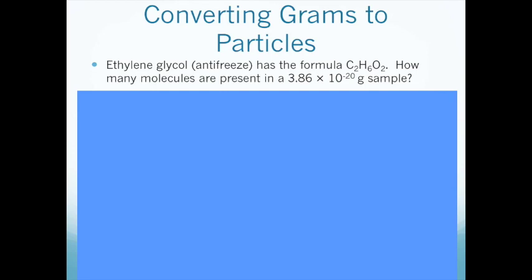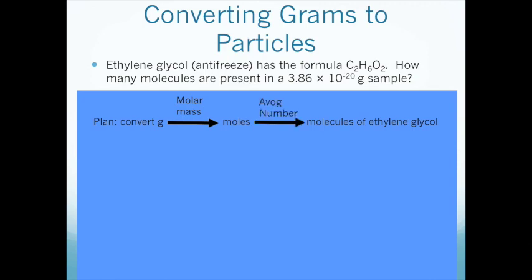Here's another one. Ethylene glycol, or antifreeze, has the formula of C2H6O2. How many molecules are present in a 3.86 times 10 to the minus 20 gram sample? So this seems like a very small mass. However, we will convert grams to moles using the molar mass of ethylene glycol, which requires us to then use Avogadro's number to find the number of molecules.